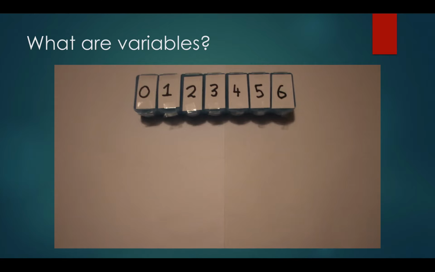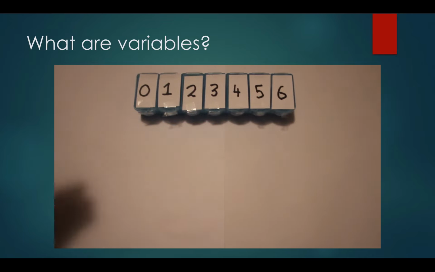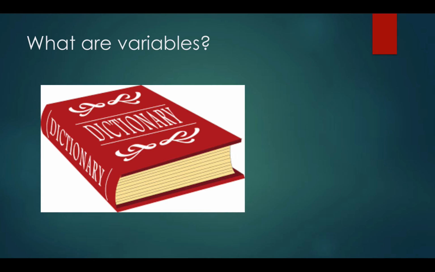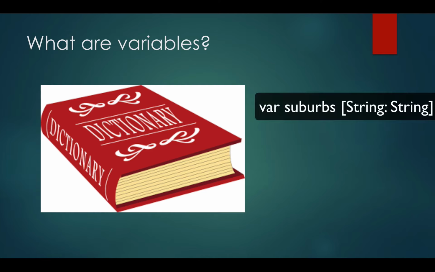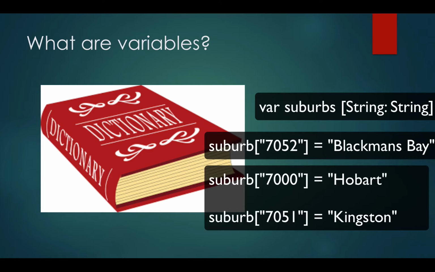Now another one that's also very useful is the dictionary. And just like a real dictionary, it has a keyword and then an explanation. We can create our own dictionaries with keywords and then an explanation, where instead of the key being 0, 1, 2, 3, 4, we can actually make up our own key names. It might be letters or even the postcode of a suburb. So 7052 might be our key, and then the explanation is Blackmans Bay. Or 7000, the explanation is Hobart.